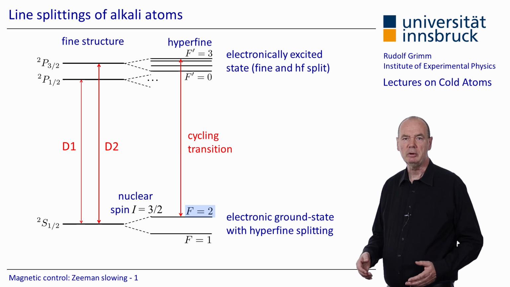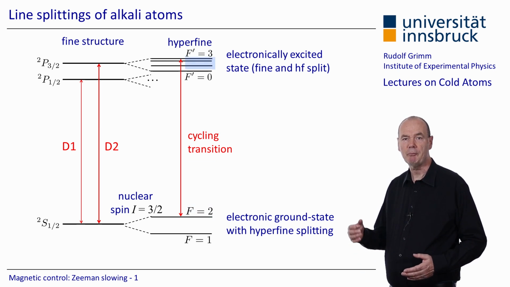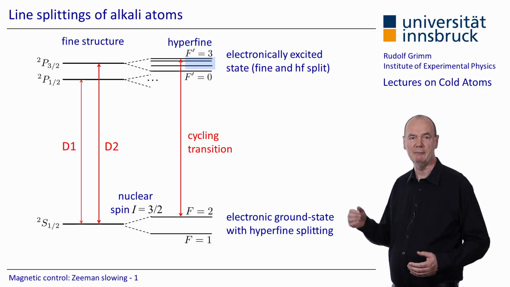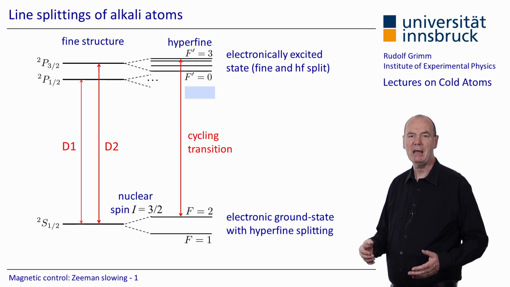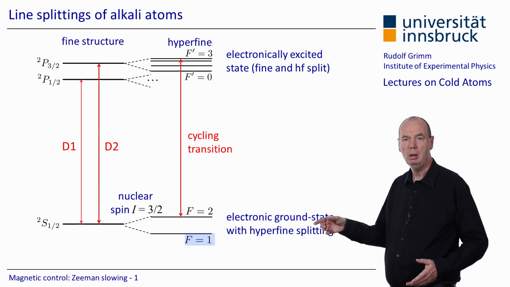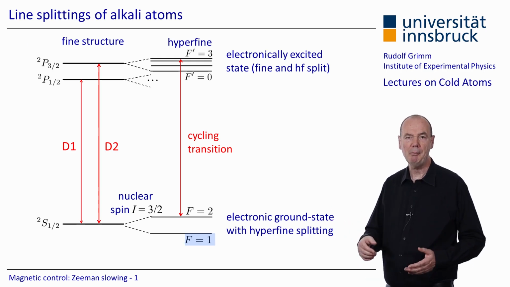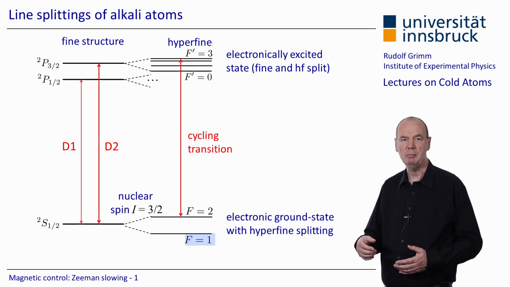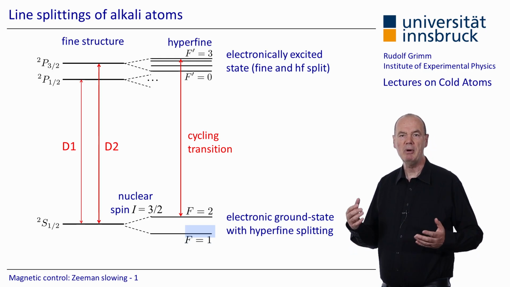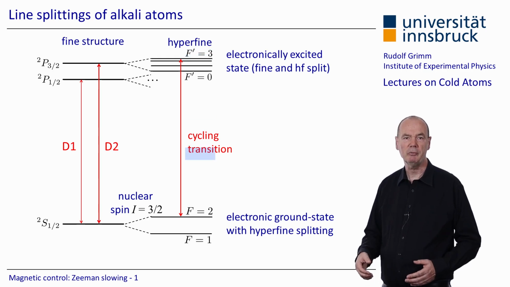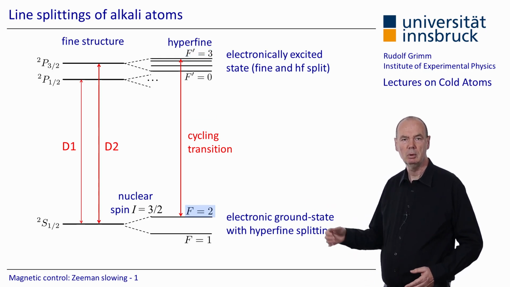In practice, we note that there can be small leaks caused by off-resonant excitations to the F prime equals 1 and 2 excited hyperfine levels. The atom can then decay into F equals 1, and this so-called optical pumping effect interrupts the cycling process. This can be remedied by an additional repumping laser that brings the atoms back into F equals 2.